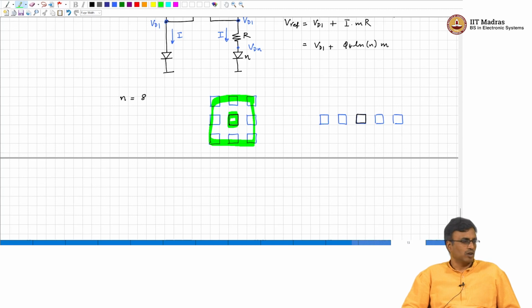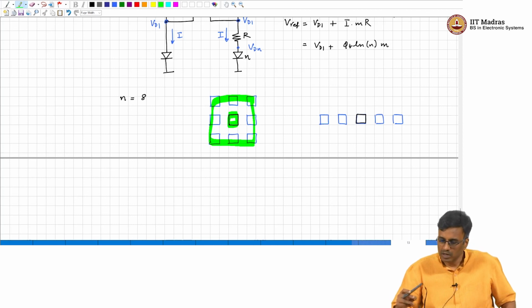So, n is a common choice, and so is 15, because then you can put a 4 by 4 array, not 15, you need to put 5. 24 is again another number, right, but n equal to 8 is a common choice, right. And then you need m equal to roughly about 11 and a half or 12, right, so that you get 24 VT.